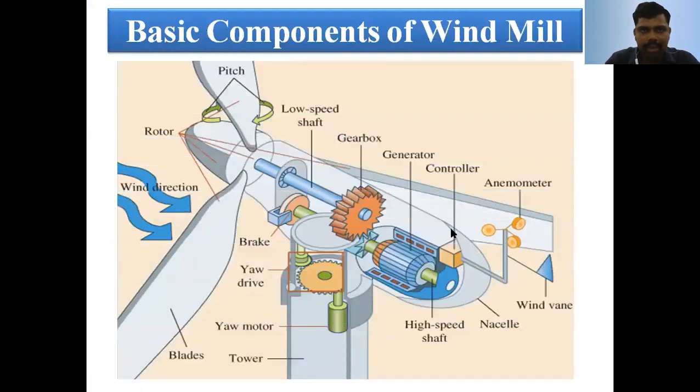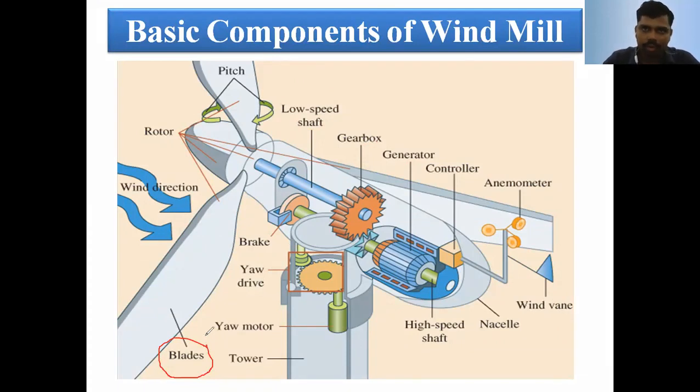The basic components of a windmill are blades, rotor, pitch, low speed shaft, gearbox, generator, controller, anemometer, wind vane, nacelle, high speed shaft, braking mechanism, yaw drive, yaw motor, and then the tower. The blades are made up of fiberglass.